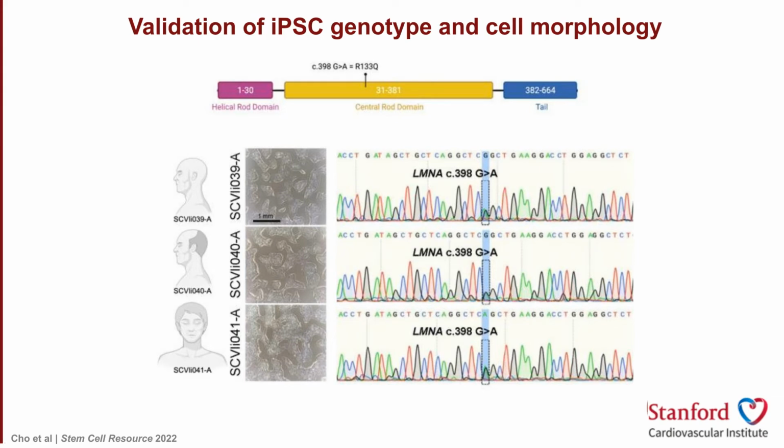One of the first things we validate is cell morphology and genotype. So here you can see the very quintessential stem cell morphology is present in all 3 patient lines. These patients have a mutation in the Lamin A gene, which changes guanine to adenine, a single base pair mutation that essentially changes arginine 133 to glutamine. And this amino acid resides in the central rod domain of the Lamin A protein. We are able to validate the mutation is present in all 3 lines using Sanger sequencing.